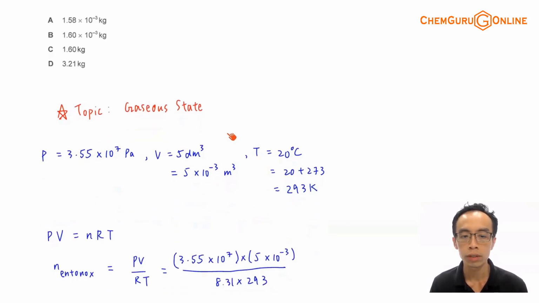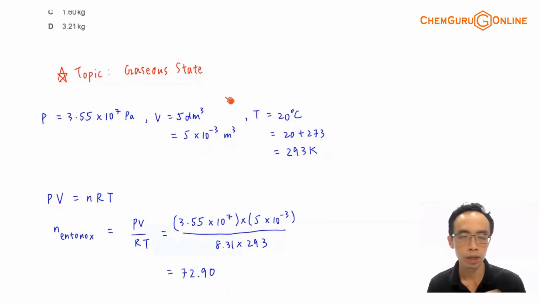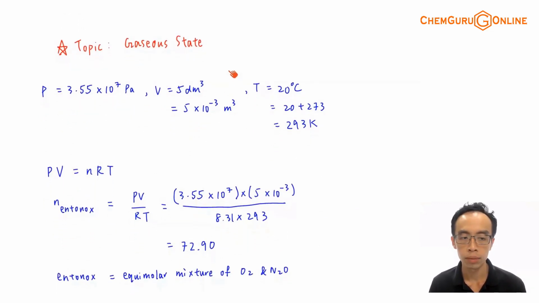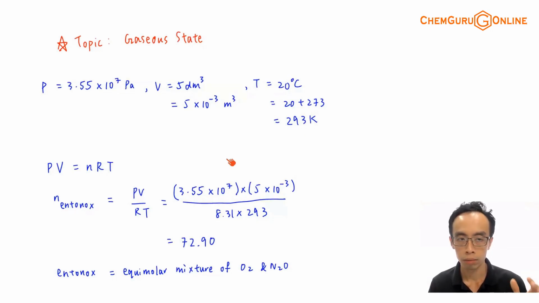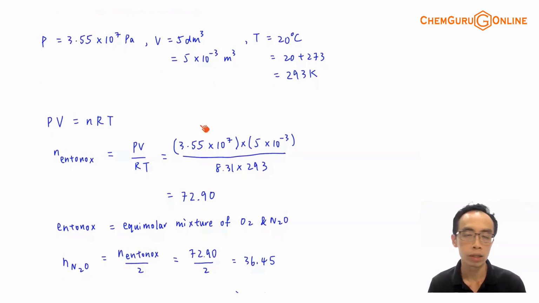First thing we have to do is substitute everything into the ideal gas equation to find the number of moles of this ethanox. Remember, pressure has to be in Pascal, which is already given in the question. Volume has to be in meter cube, so we will convert 5 dm³ to meter cube. Temperature has to be in Kelvin. Everything must be in SI units, right? Temperature will be 293 Kelvin.